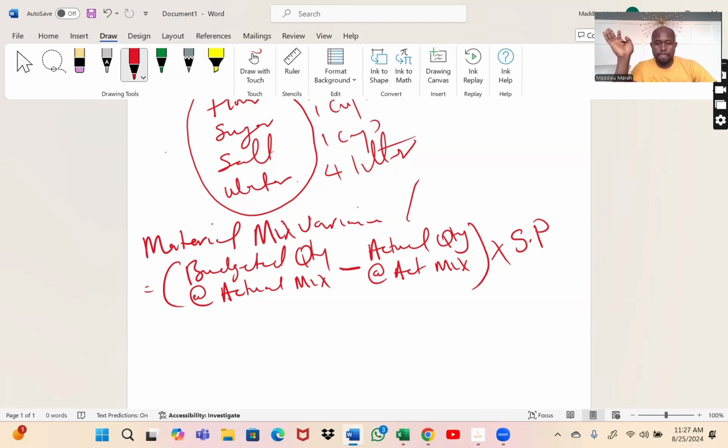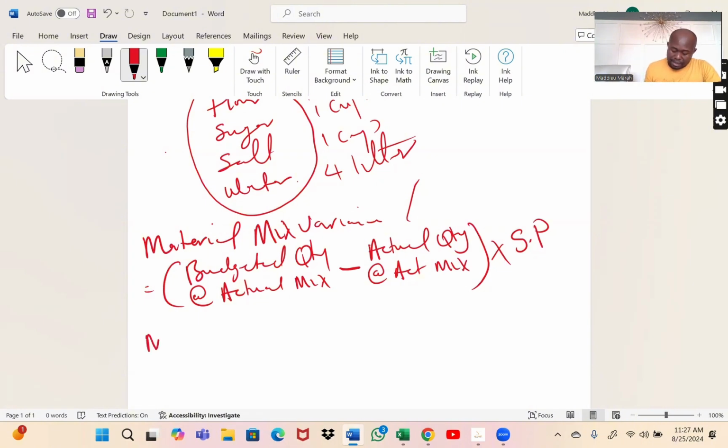Don't worry. When we get to the question, it will be easy. Just memorize this formula. You have to memorize this formula. When we are solving a question, we'll break this formula down to be easy. Don't worry. So this is how I will get my material mix variance.